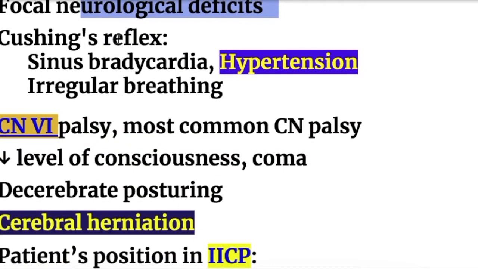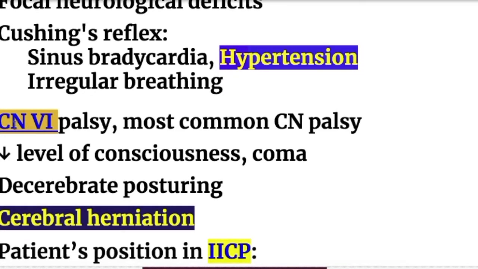And what's Cushing reflex? There is sinus bradycardia due to stimulation of the cardioinhibitory center, and hypertension due to stimulation of the vasomotor center, and there is irregular breathing. So bradycardia is due to stimulation of the cardioinhibitory center, and hypertension due to stimulation of the vasomotor center. Amongst the cranial nerve palsies, abducent nerve palsy, the sixth cranial nerve palsy, is the most common cranial nerve palsy.